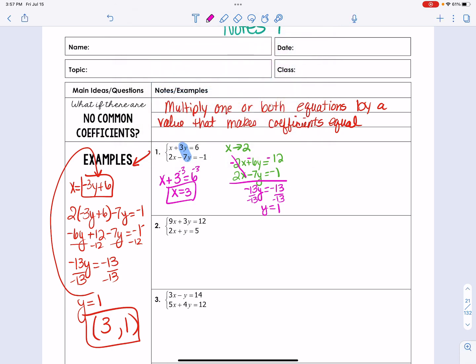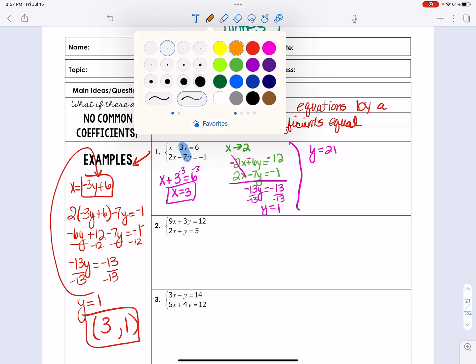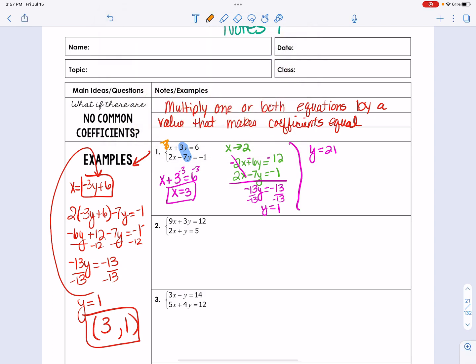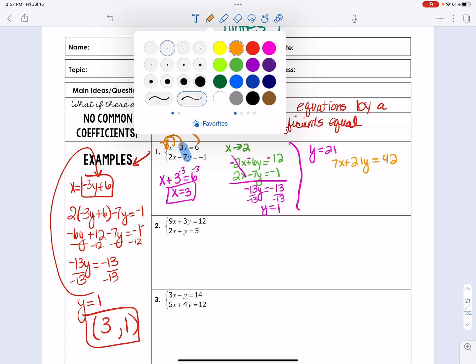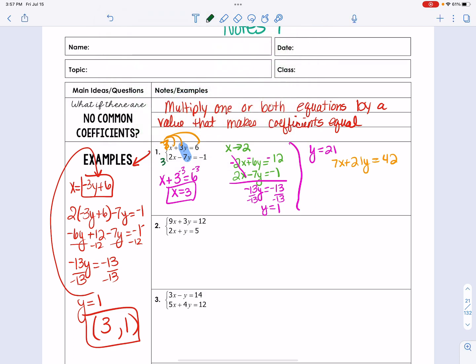The problem with making the y's 21 is that now you're going to have to multiply both equations. So you would have to multiply the top equation by 7, 7x plus 21y equals 42. And you would have to multiply the bottom equation by 3, because that would make that 21. So this one, I personally probably wouldn't have made them 21s because now I have to multiply both equations.